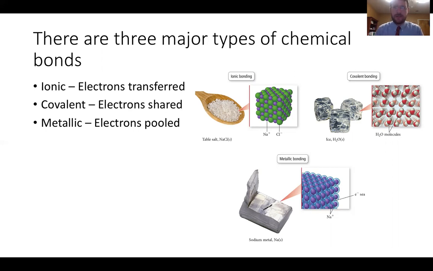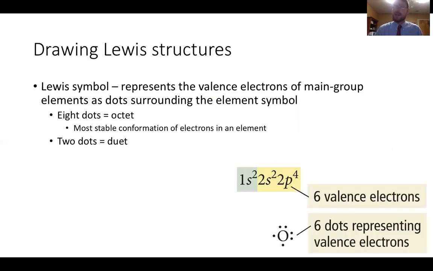As we see here, this will be at the very end of the chapter. We'll touch maybe just briefly on it. We're really going to focus on ionic bonds and covalent bonds. So let's talk about drawing Lewis structures. One of the things we'll talk about is the Lewis symbol, which represents the valence electrons surrounding main group elements. The way we do it with the Lewis model is we use dots to denote valence electrons. So we're going to go to the board real quick.